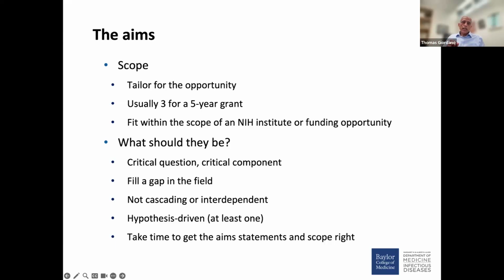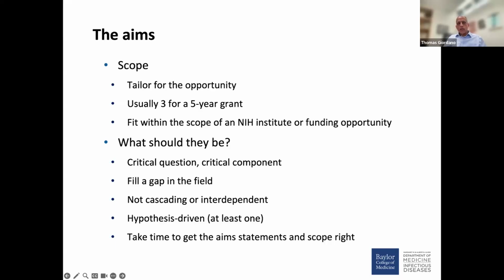It's also critical that they not be cascading or interdependent aims. So if you can't do aim 2 unless aim 1 is successful, that's bad. Because if you don't succeed in aim 1, the rest of the project falls apart. The reviewers are going to notice that, and you're not going to get a good score. So you want aims that are independent enough that if your hypothesis for aim 1 is not supported, it doesn't obviate the need for aim 2 and the work for aim 3 to continue.